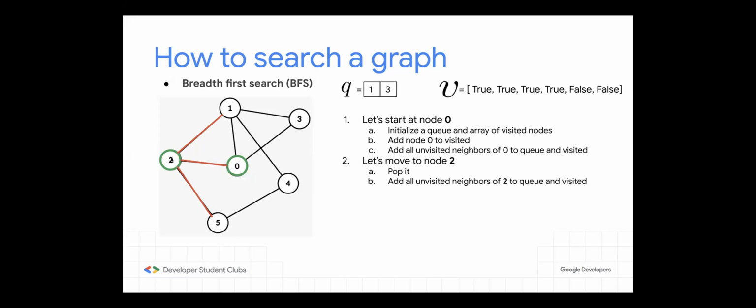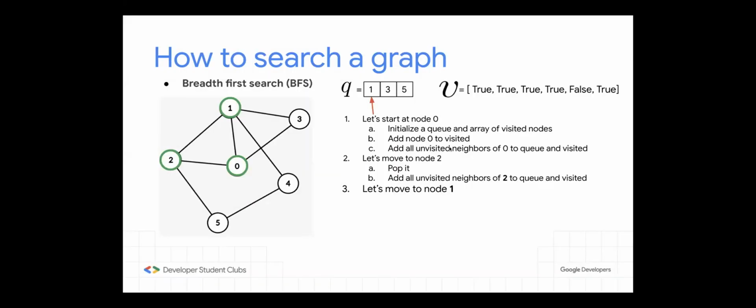So from 2, I can see that I can walk to, or I can see, nodes 1, 0, and 5. Node 1, if I look at my visited array, has been visited before, so I'm not going to do anything with that. Node 0 has also already been visited, so I don't do anything with that. Node 5, however, has not been visited. So I'm only going to add node 5 to the queue and mark it as visited in my visited array. So I've added it to the queue and I've marked it as visited.